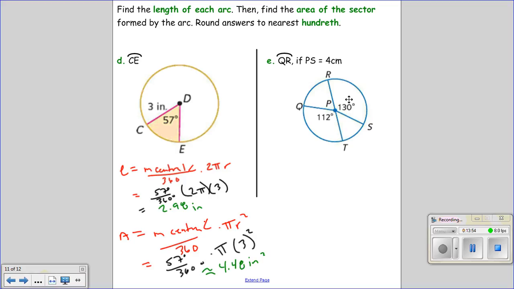Now for the final example, we're going to use the same formulas, but we're looking for arc QR. If you notice, QR doesn't have a central angle measure, so you have to find it first. And that's probably the only tricky part on this one. So the central angle, we know the rest of the circle is at 112 and 130. And this angle, QPR, is vertical to this angle, STP. Oh, no, they're not vertical. Okay, rewind.